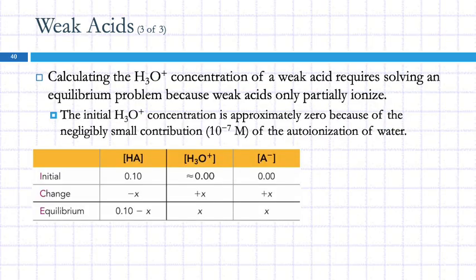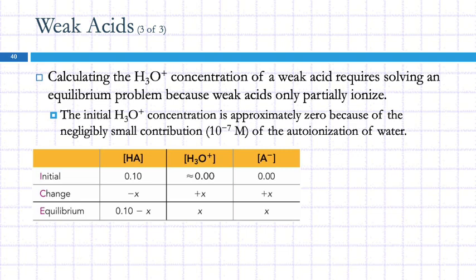Weak acids, all but 6 of them are weak acids. Here, we have an equilibrium problem to solve because the weak acid only ionizes partially. And so here come the ice tables again. So the initial hydronium ion concentration is not 0, but we write it's approximately 0 because it would be 10 to the minus 7, which most of the time is small enough that it doesn't matter.